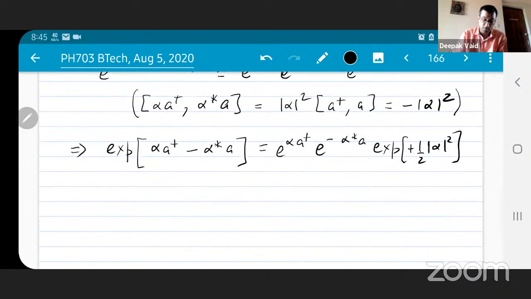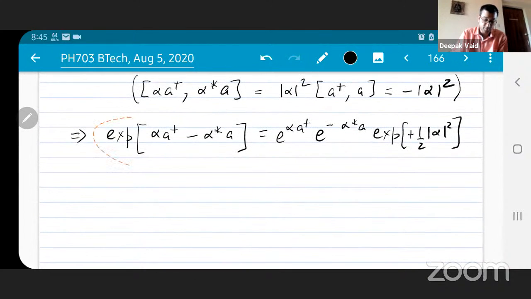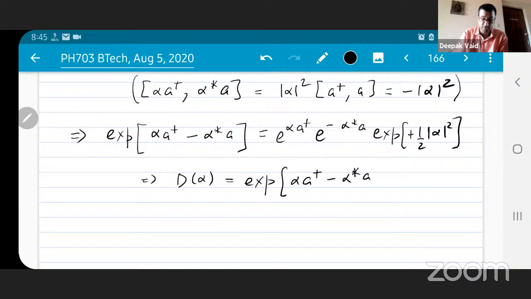Okay. So this is the definition of the displacement operator. You can write it in this way. So D alpha can be written as the exponent of alpha A dagger minus alpha star A. In fact, I suppose this is the easier way to write it. It's easier to remember this.